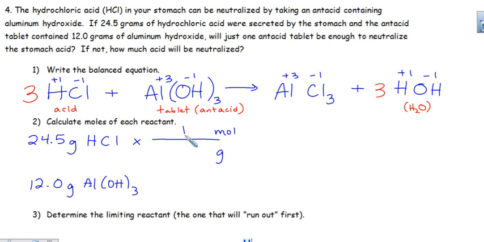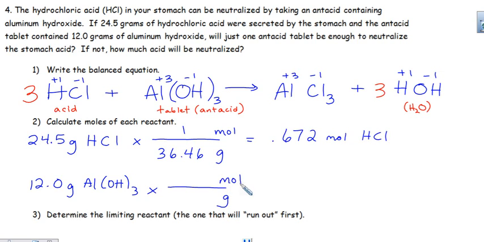HCl, I'll add it up on my periodic table. 36.46. So all we have to do is divide. So with 3 sig figs, 0.672 moles of HCl. And then we'll set up the other reactant. Cancel grams, we want moles. The periodic table tells me the mass of 1 mole. We just need to add it up.